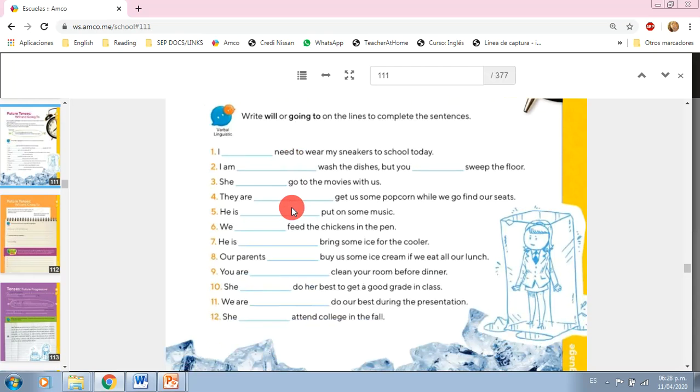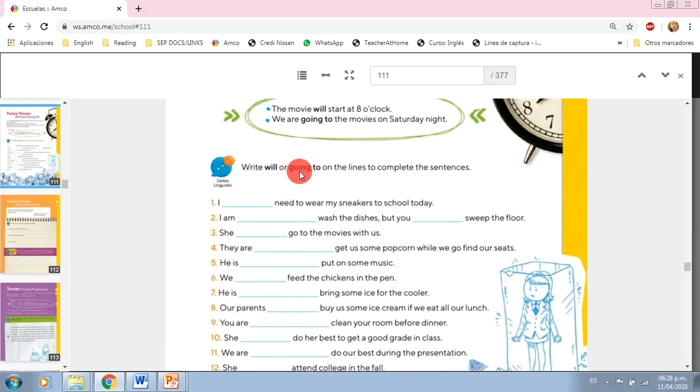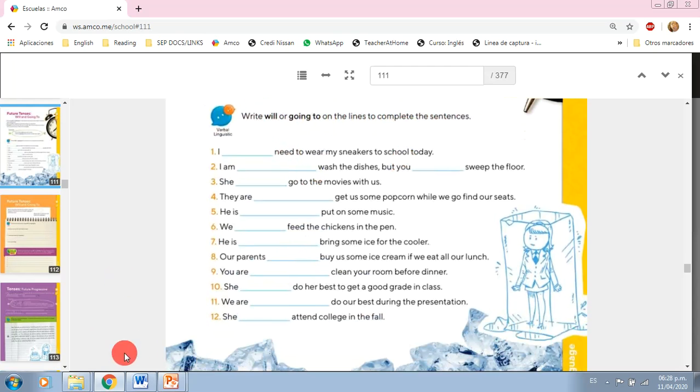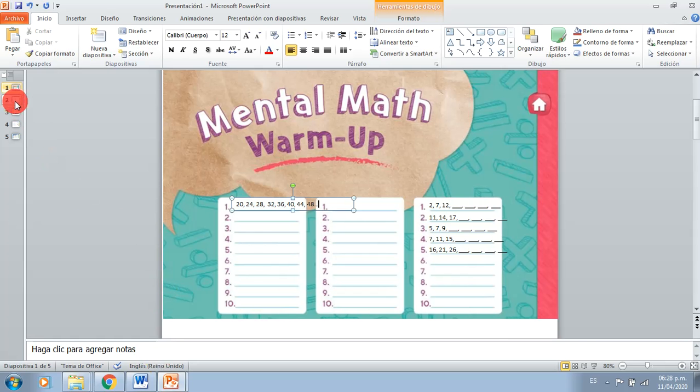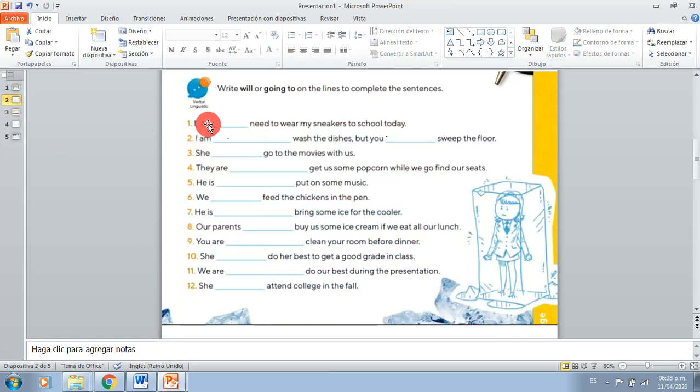Okay, over here we are going to write will or going to on the lines to complete the sentences. I will do the first two for you. I need to wear my sneakers to school today. So what are you going to use? Oh my god, it erased. Okay, I think it's I will need to wear my sneakers to school today.